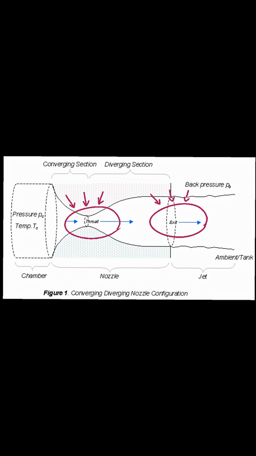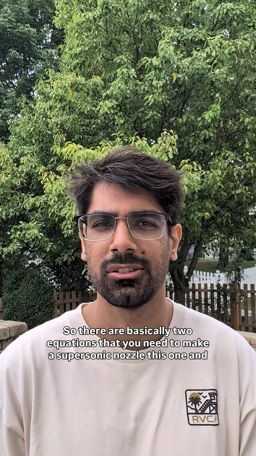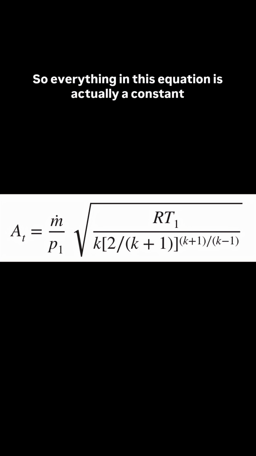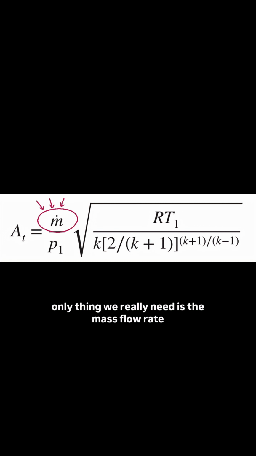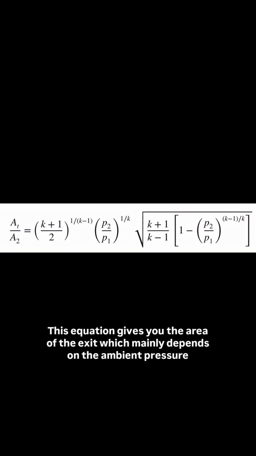So there are basically 2 equations that you need to make a supersonic nozzle. This one and this one. Everything in this equation is actually a constant. The only thing we really need is the mass flow rate, which calculating from the ideal gas law gives you about 8.3 grams of air per second. This equation gives you the area of the exit, which mainly depends on the ambient pressure and the chamber pressure.